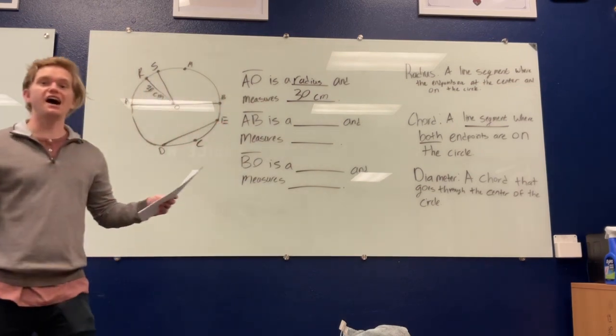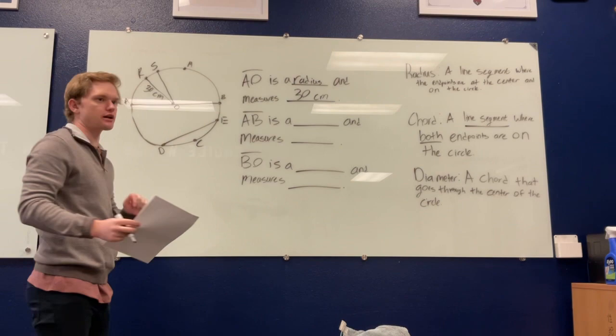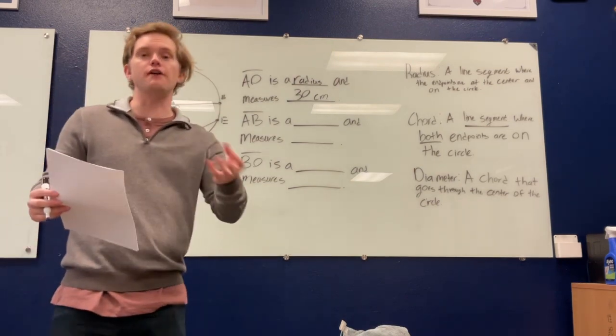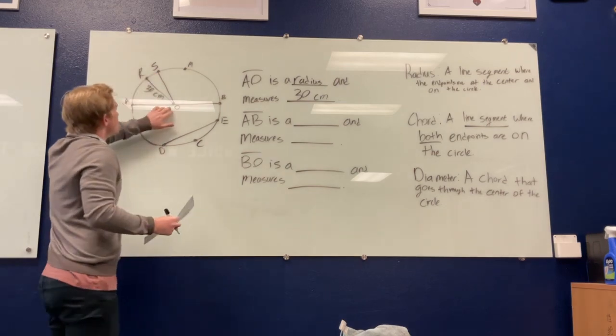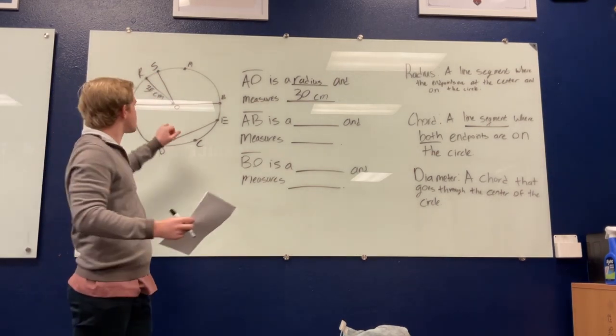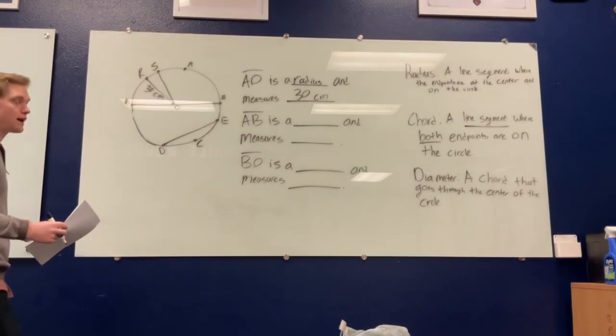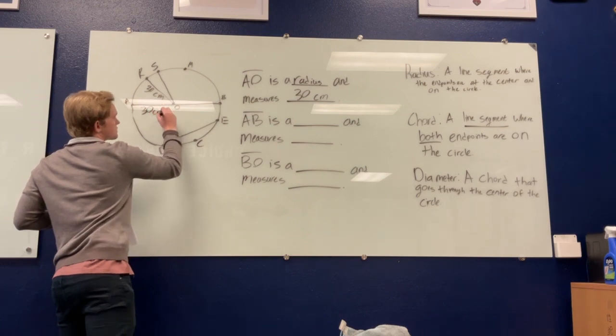All radii have to be the same length because it's the distance from the center to the outside of the circle. If the center never changes, it's always going to be that center piece. So, since the center never changes and a circle is created by a set of different radii, we know that all the radii are going to be 30 centimeters.